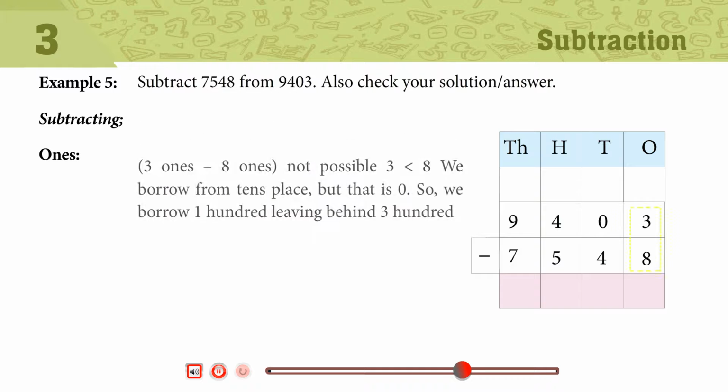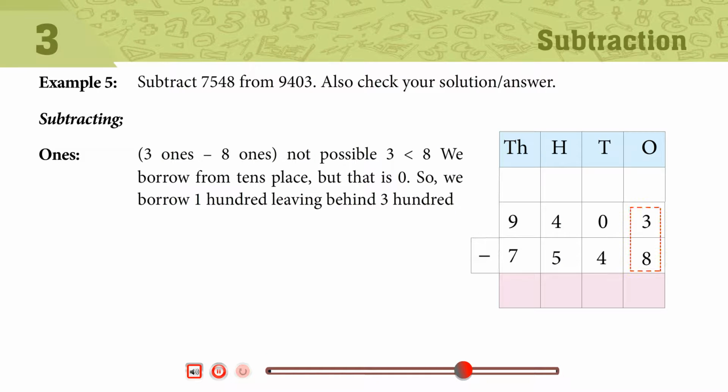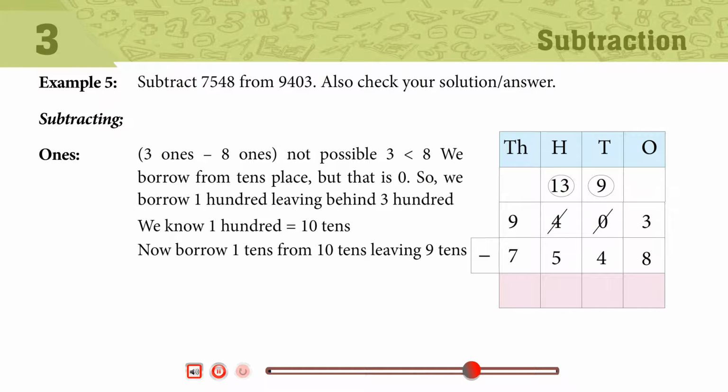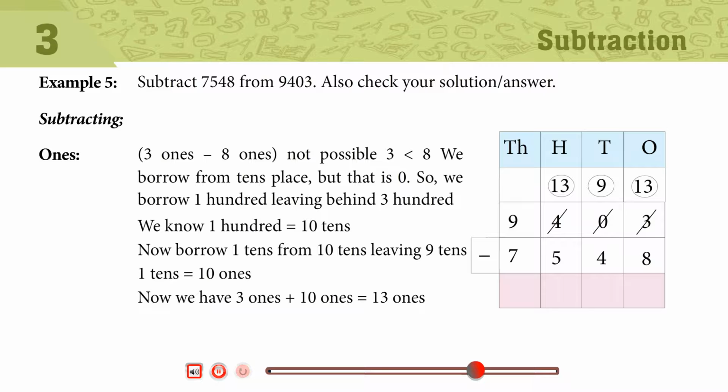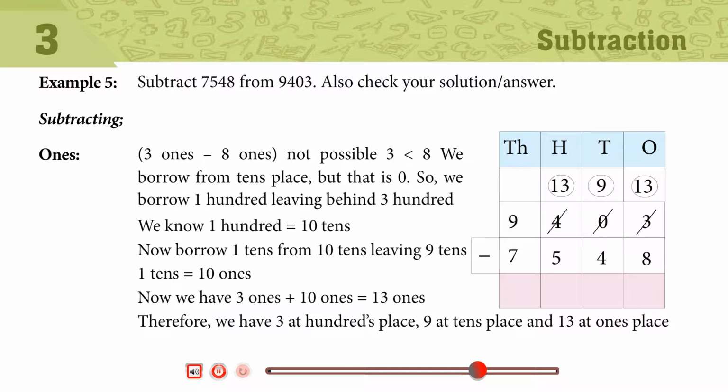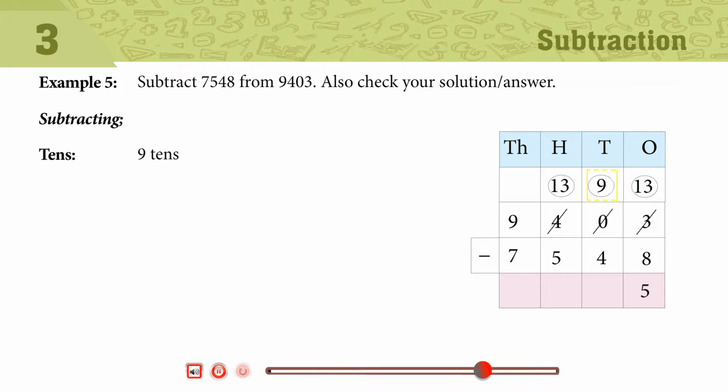Subtracting. Ones. 3 ones minus 8 ones, not possible as 3 is smaller than 8. We borrow from tens place, but that is 0. So we borrow 100, leaving behind 300. We know 100 is equal to 10 tens. Now borrow 1 tens from 10 tens, leaving 9 tens. 1 tens is equal to 10 ones. Now we have 3 ones plus 10 ones is equal to 13 ones. Therefore, we have 3 at hundreds place, 9 at tens place, and 13 at ones place. Now 13 ones minus 8 ones is equal to 5 ones. Tens. 9 tens minus 4 tens is equal to 5 tens.